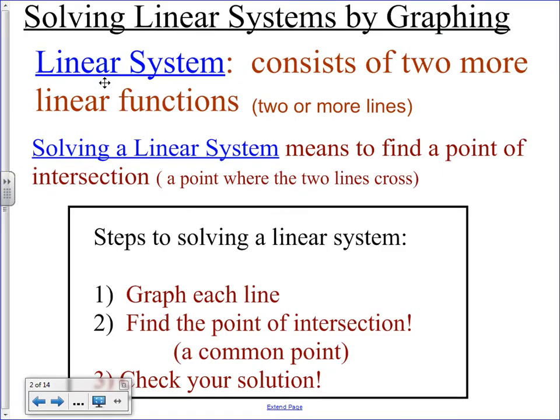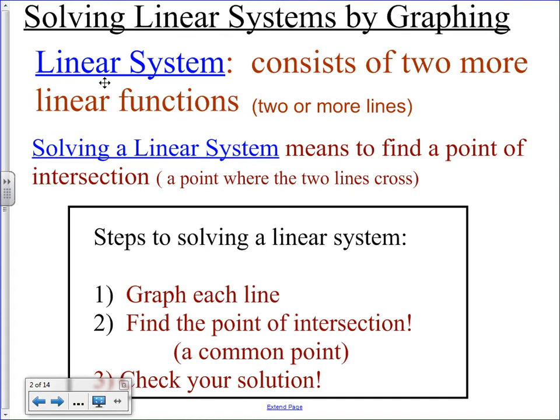Linear systems by graphing. I've given you the definition of a linear system. It consists of two or more linear functions, in other words, two or more lines. So instead of graphing one line, we're going to be graphing two lines. Solving a linear system means to find a point of intersection where the two lines meet. We're looking for that point where they intersect, okay?